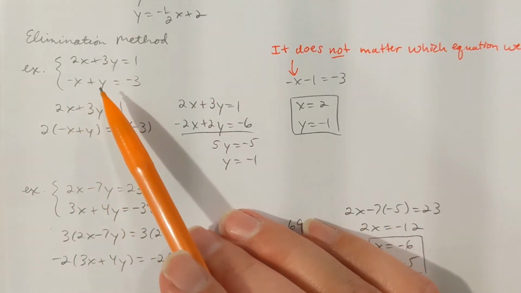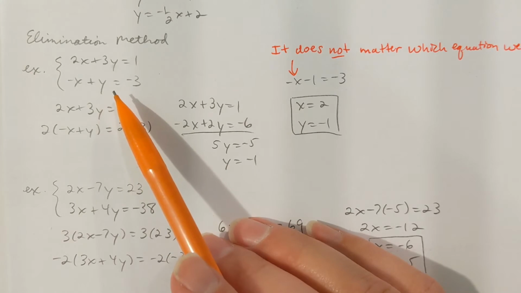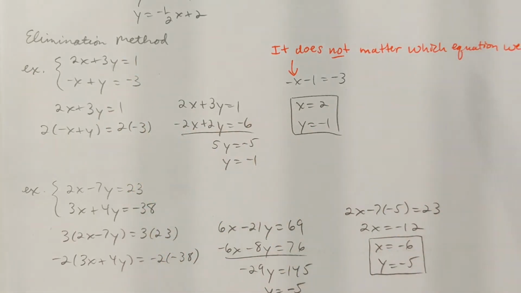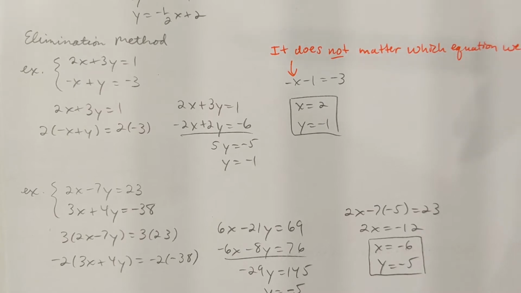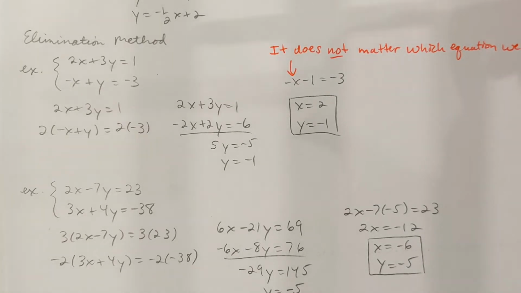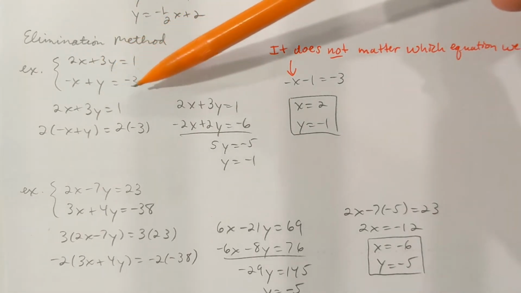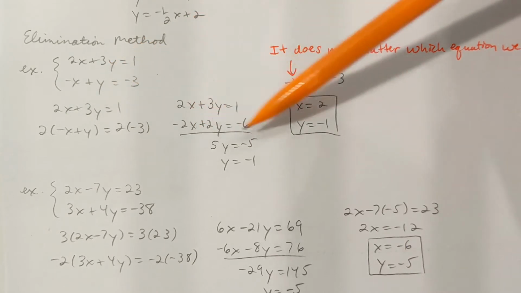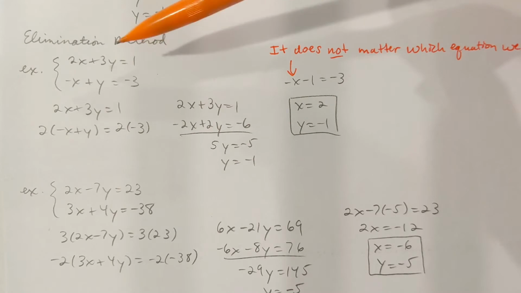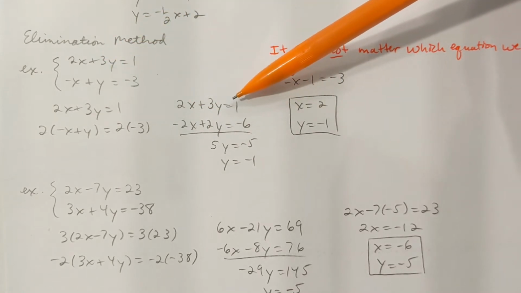I want to solve this system, and I'm going to use the elimination method. In the elimination method, you want to pick a variable to eliminate. Pick x or y and plan to get rid of that in the problem. So let's get rid of x here in this one. To get rid of x, I'm going to multiply the bottom equation by 2 on both sides, and then I'm going to add the equations together. I'll leave the top equation as is.